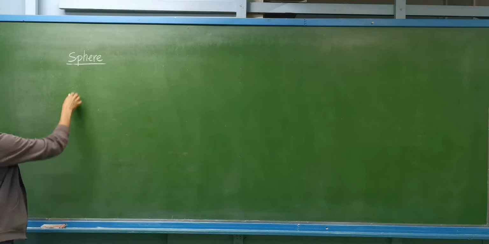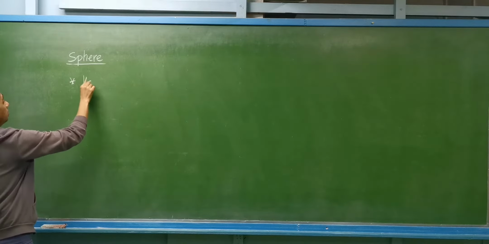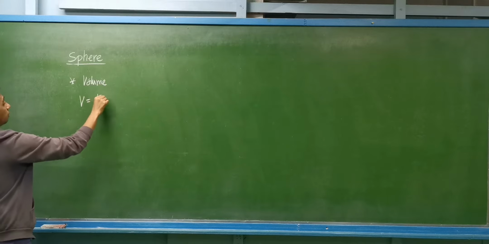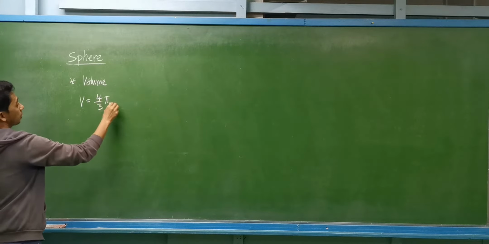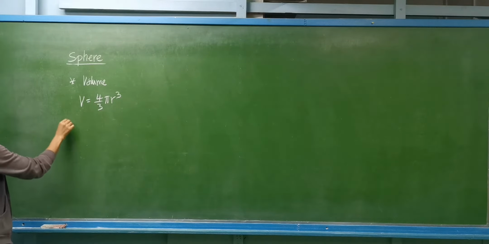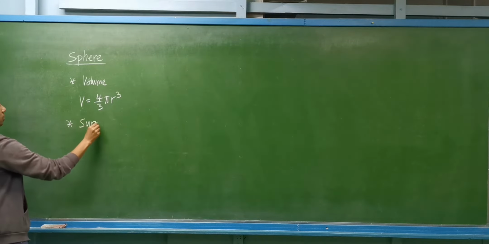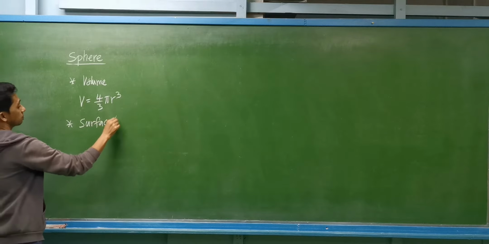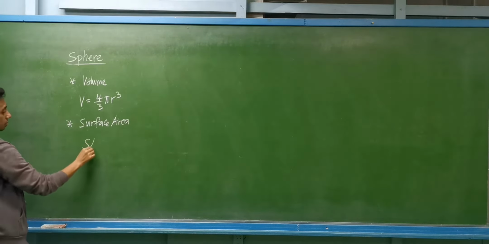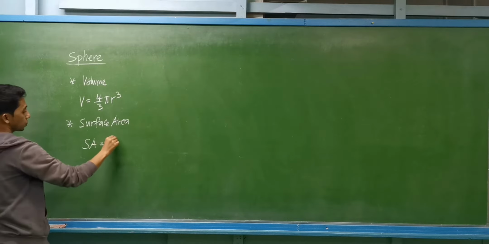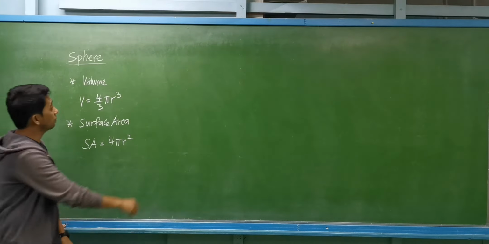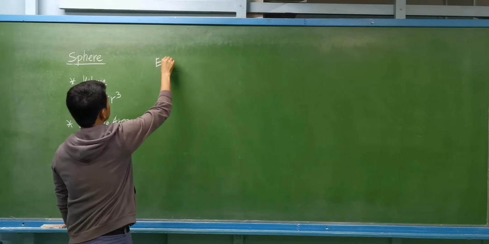So some of the properties of a sphere. First we have the volume. The volume is equal to 4/3 pi times the radius of the sphere cubed, that is for the volume. Then we have the surface area. The surface area of a sphere, let's say SA, is equal to 4 pi times the radius squared. So let's have an example.